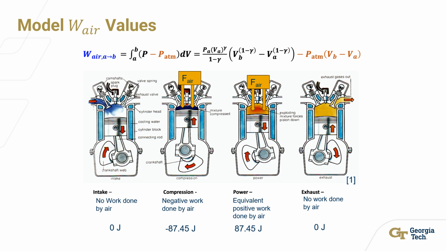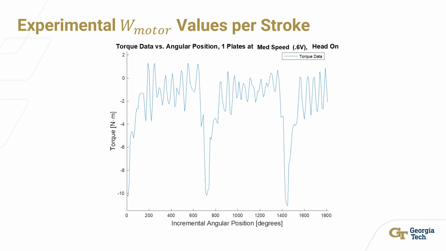Under this model, the net work acting on the engine over a complete stroke cycle is 0. This is consistent with the fact that at steady state, the system is not accelerating or decelerating. Shown in this figure is the experimental torque data from 1 flywheel test at medium speed. In order to find the experimental work error values, a numerical integration was done on the torque versus angular position relationship. This gives the work motor at each engine stroke.